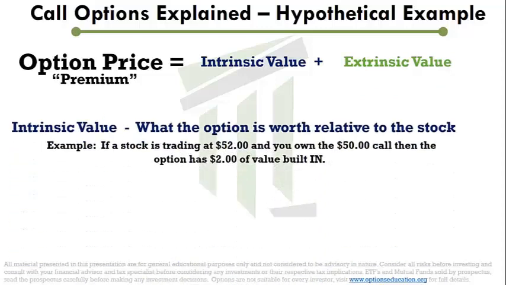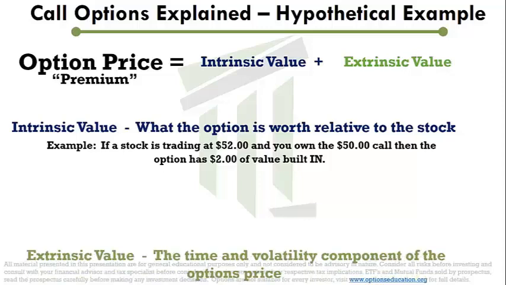So the intrinsic value, it's what the option is worth relative to the price of the stock. So if a stock is trading at $52 and you own the $50 call, then the option has $2 of value built in, hence the word intrinsic. Remember that the $50 call means you have the right to buy the stock at 50 no matter how high it goes. Well, if the stock is trading at 52, you have that $2 of intrinsic value.